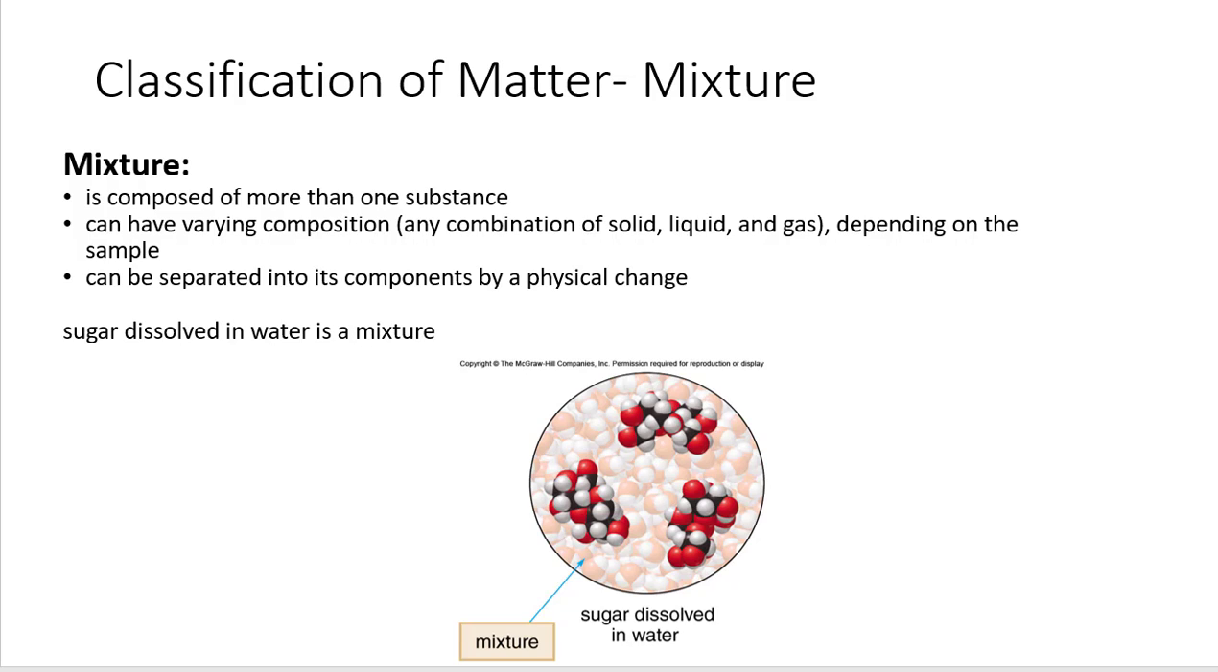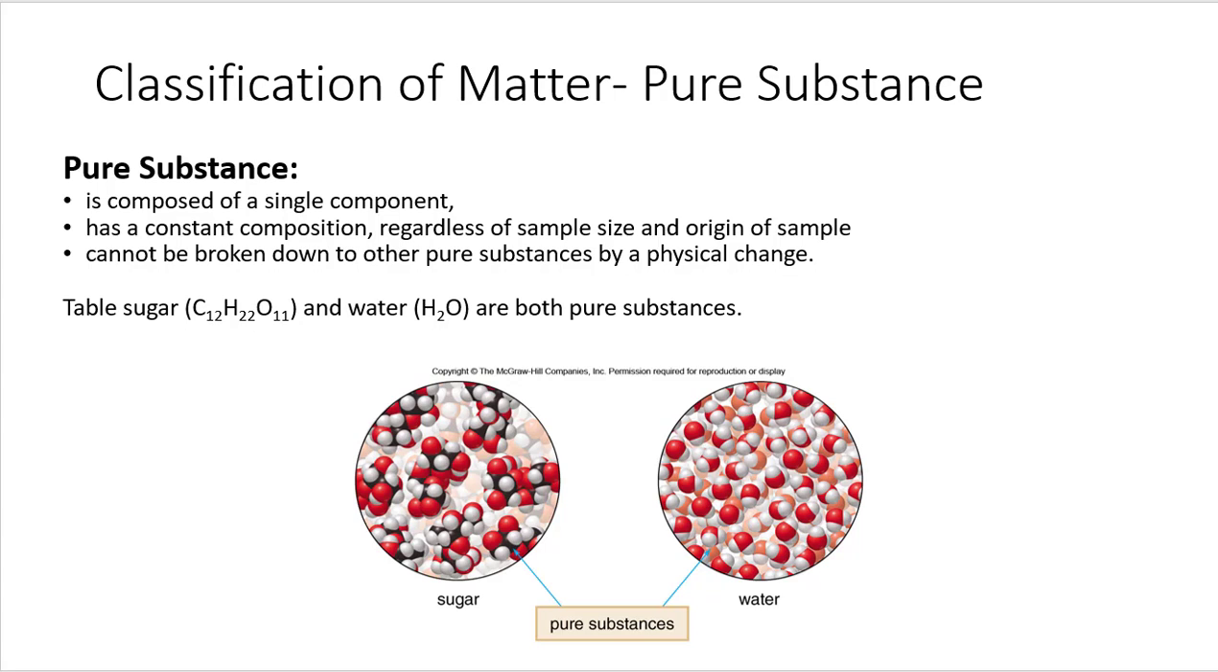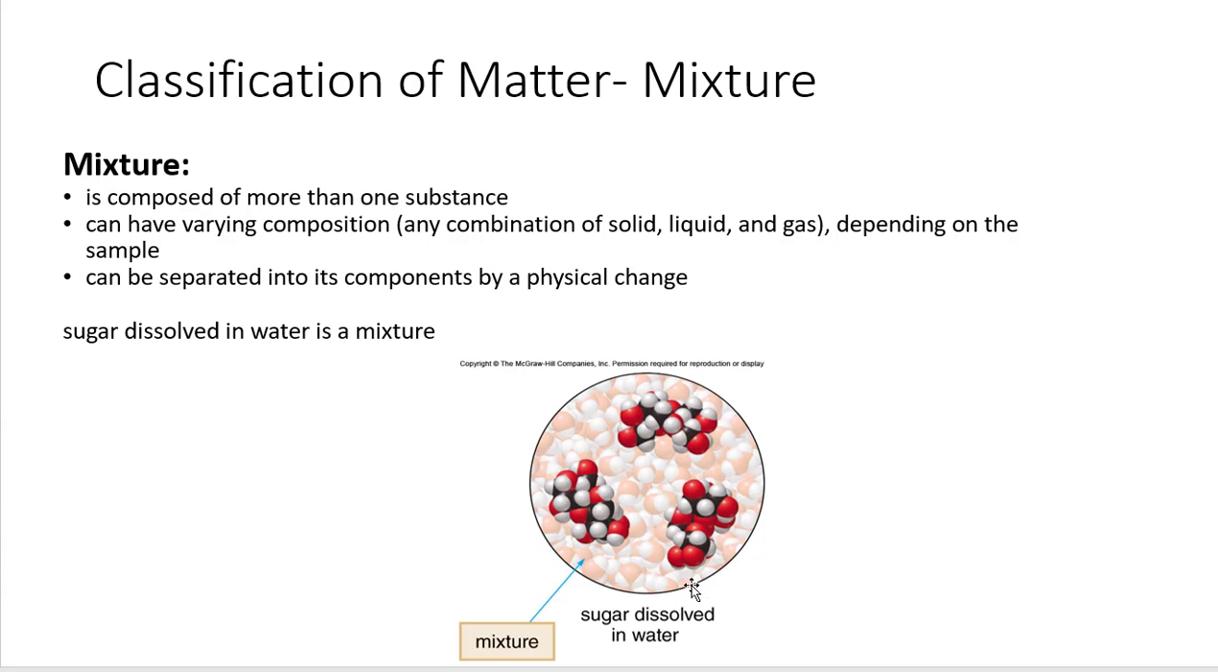Matter can also be classified as a mixture instead of a pure substance. Now, mixtures have more than one substance. So if we take our water and our sugar from the last example and mix them together, we will get sugar water, or sugar dissolved in water.